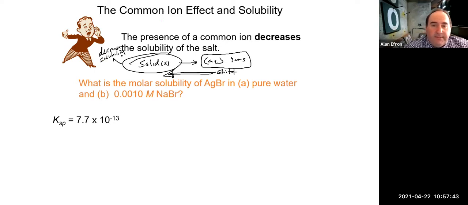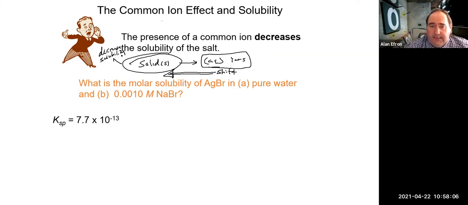So the presence of this common ion does exactly what it does in the buffer situation. It forces that equilibrium, in this case, to the left. And in this case, on the left-hand side of all these reactions are solids. And that means that we are going to be decreasing the solubility. Any questions on that?